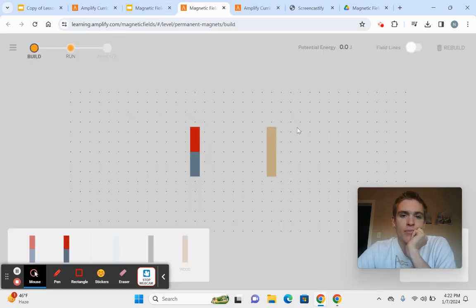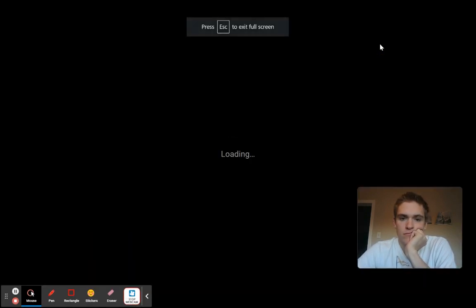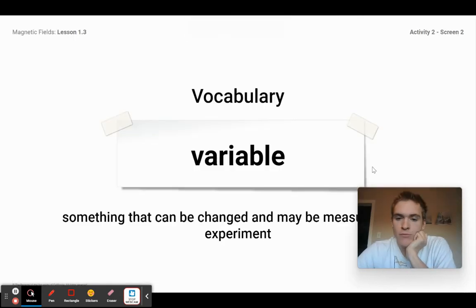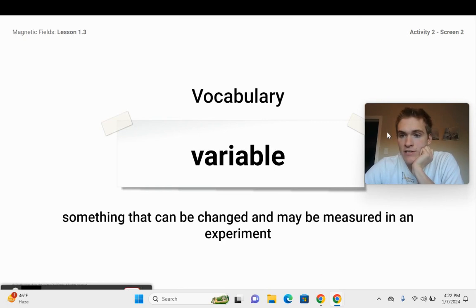So let's return to the presentation. So remember, a variable can be changed or be measured in an experiment. So the variable in that experiment was the type of material. I replaced the material with iron, aluminum, and wood.